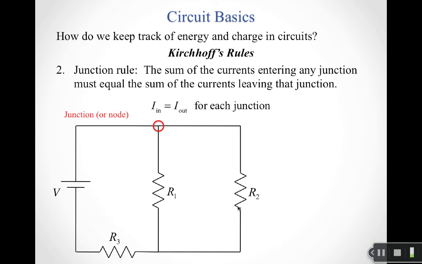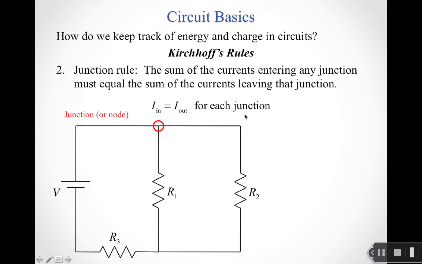Our second Kirchhoff rule is known as the junction rule. Let's start by defining what a junction is. A junction, or a node, is just a way of saying you've got a point where the wires split, and so current can flow in a couple of different directions. To anthropomorphize it, we'll say the current has a choice. It could go this way or it could go this way. What the junction rule tells us is the sum of all the currents entering the junction has got to be the same as the current leaving the junction.